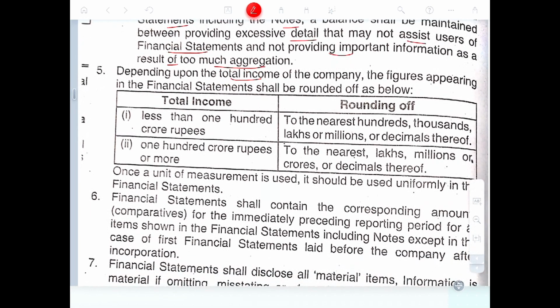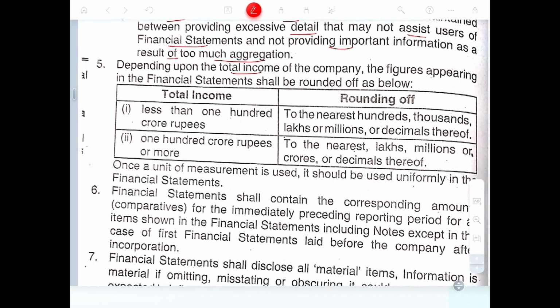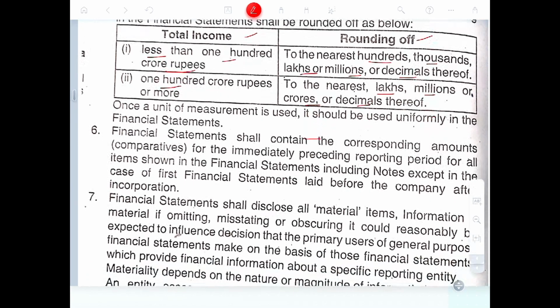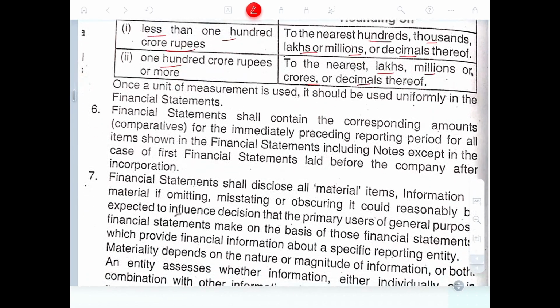Depending upon the total income of the company, the figures appearing in the financial statements shall be rounded off as below. Where total income is less than 100 crore rupees, figures are rounded to the nearest hundreds, thousands, lakhs, millions, or decimals thereof. Where total income is 100 crore rupees or more, they are rounded to the nearest lakhs, millions, or crores, or decimals thereof. Since the unit of measurement is chosen, it should be uniformly applied.